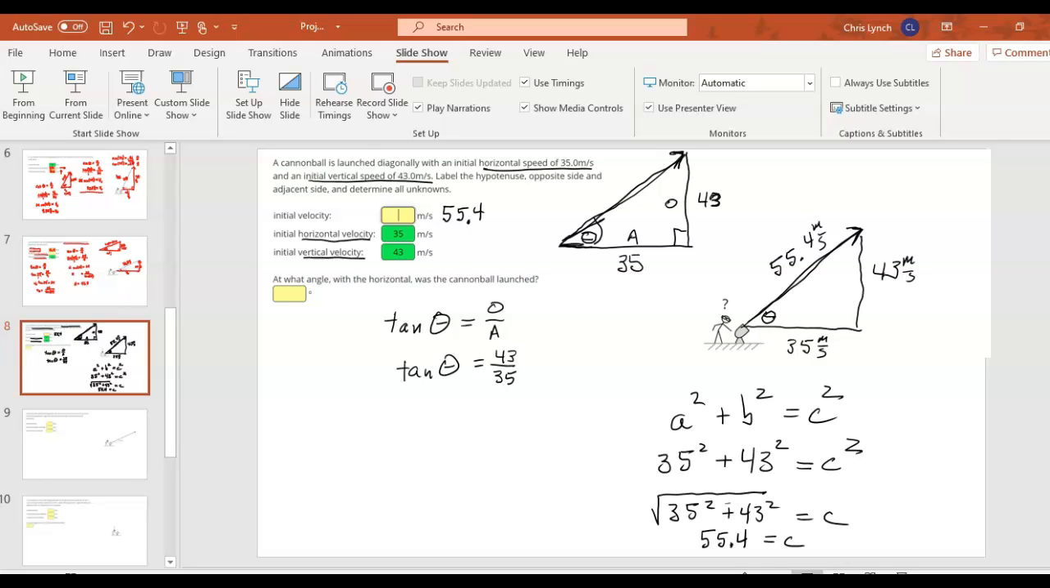So now what we want to do is say, if I put this ratio into the inverse tan function, so basically I take the inverse tan of 43 over 35, it will give me back the angle. So I can put an angle into my computer and it will give me the ratio, or I can put the ratio in using the inverse function and it will give me the angle. So let's demonstrate that. 43 over 35 inverse tan.